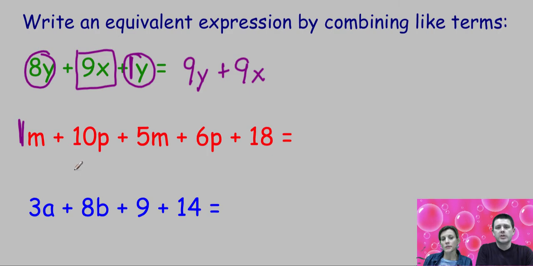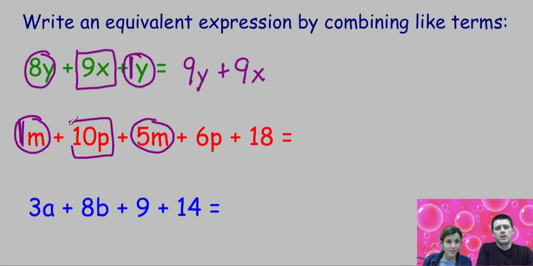And now I want to start sorting and finding like terms. So I'm going to circle anything that has an m in it, and box anything that has a p in it. The shapes help me identify which pieces can be combined. If it's a plain old boring number, one of those constants, I'm going to underline it. And now I go back and combine those like terms. 1m and 5m is 6m.